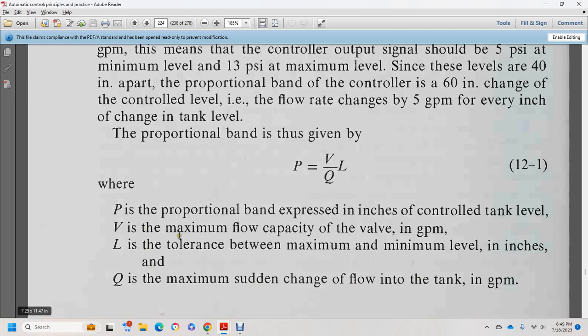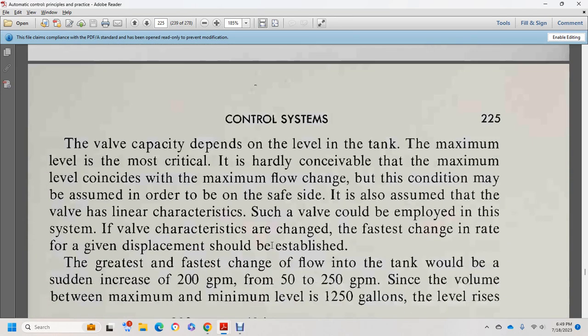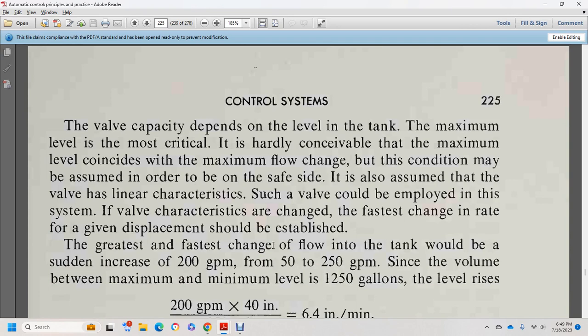times the tolerance between the maximum and minimum level in inches. Valve capacity depends on the level in the tank. The maximum level is most critical. The maximum level coincides with the maximum flow change, so to be on the safe side, assume that a valve of linear character could be employed in this system.